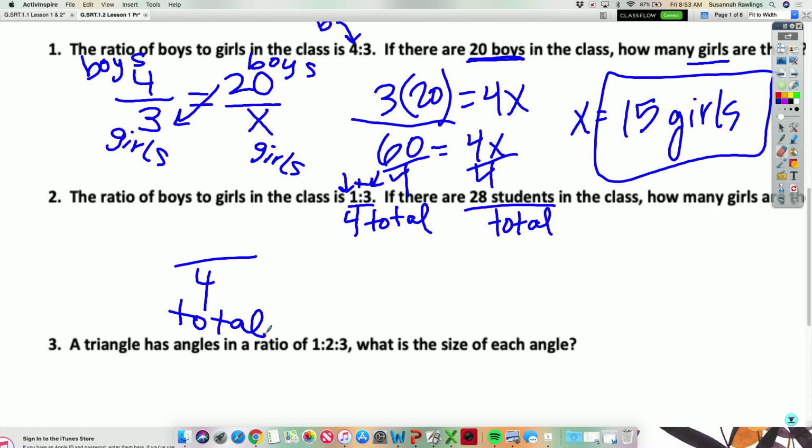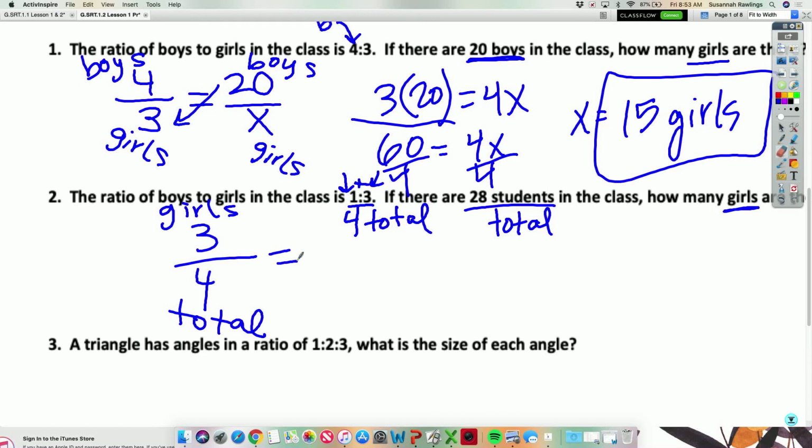And what are we looking for? How many what? Girls. So I really don't care about the boys in this problem. I just want the girls. So what number represents the girls, the 1 or the 3? 3. So I'm going to create my new ratio, girls to the total number of students. Are we okay with that?